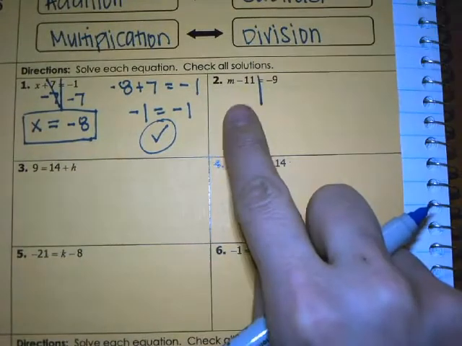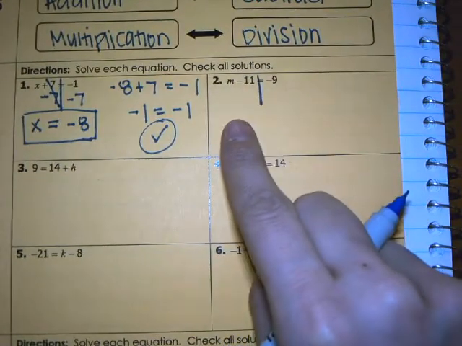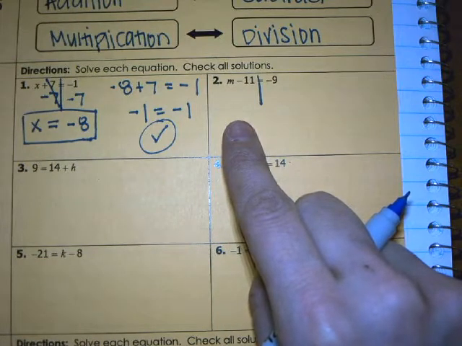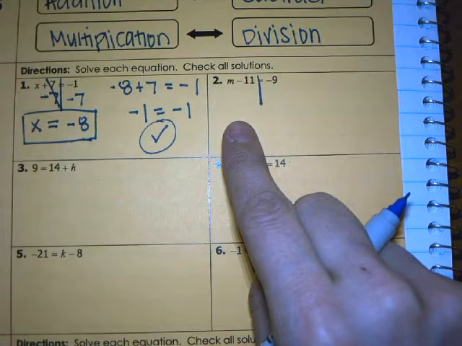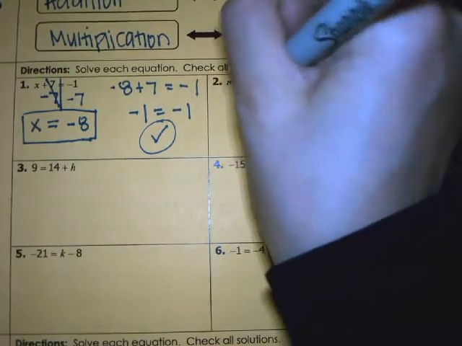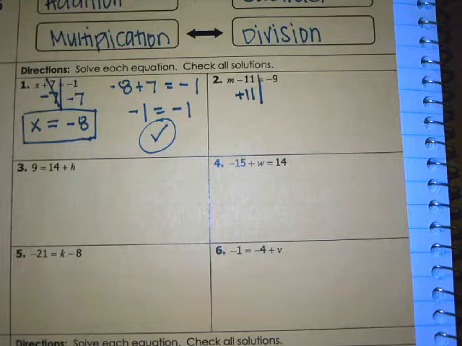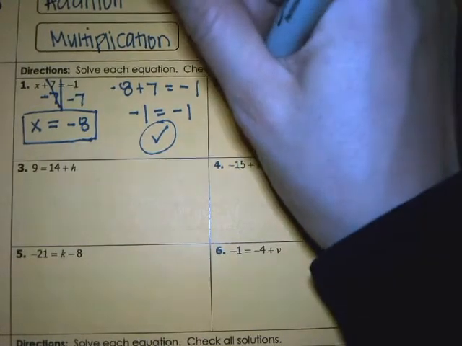And then I have m minus 11. I want m to be all by itself. How do I get m all by itself? I'm going to add 11 because I am going to do the inverse of what I see. I see a minus 11. The inverse of that is to add 11, because negative 11 plus 11 is 0. So those 11s cancel out.